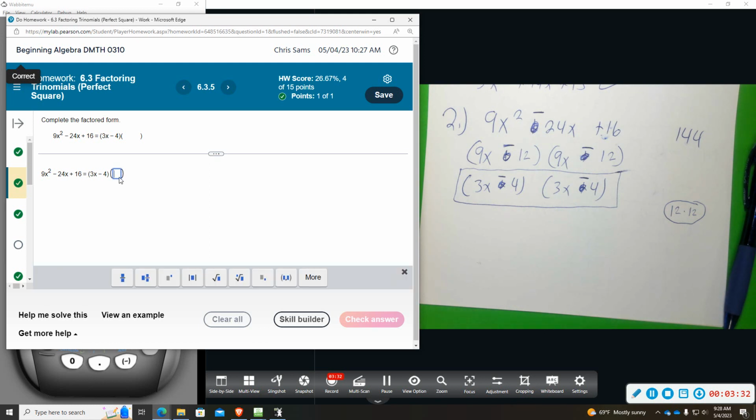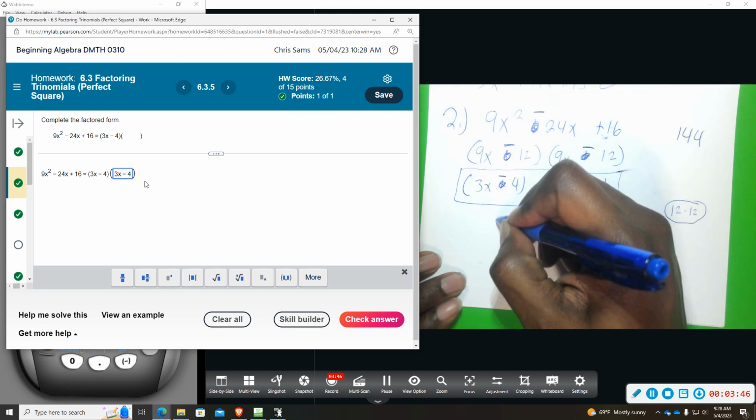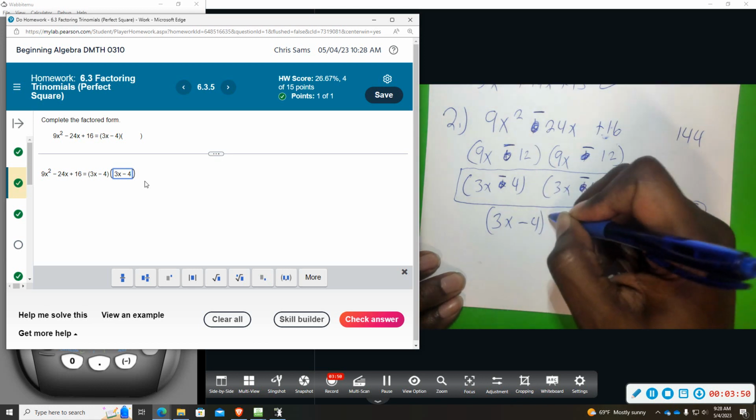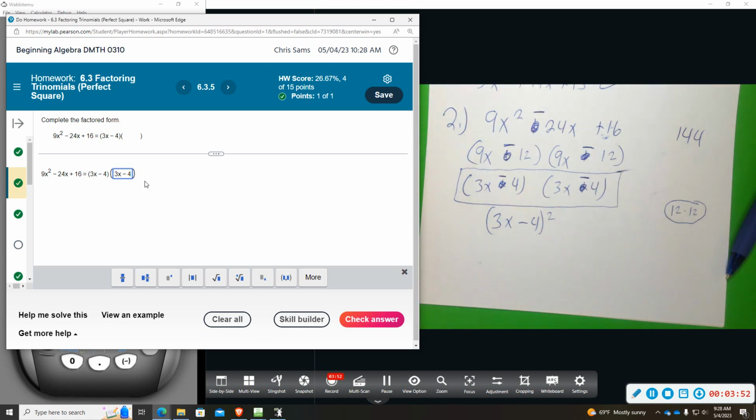So they're both 3, well, they already got parentheses. They're both 3x minus 4. So this is what they mean perfect square. Perfect square means it's the same term, and it can really be written as 3x minus 4 squared. But that's going to be good enough for now.